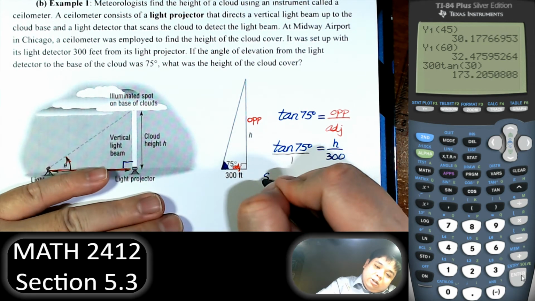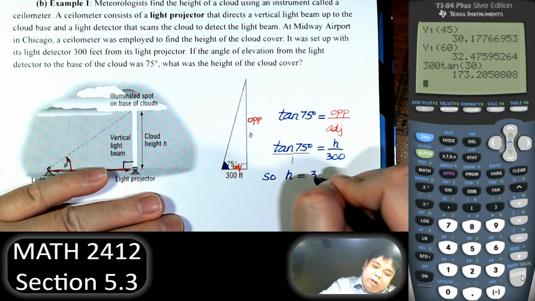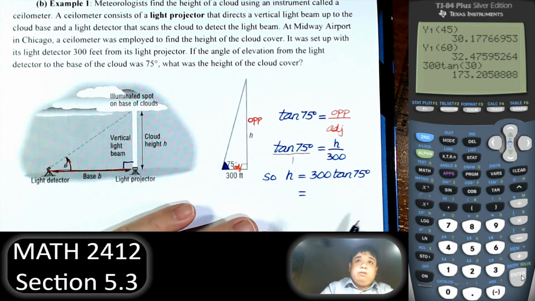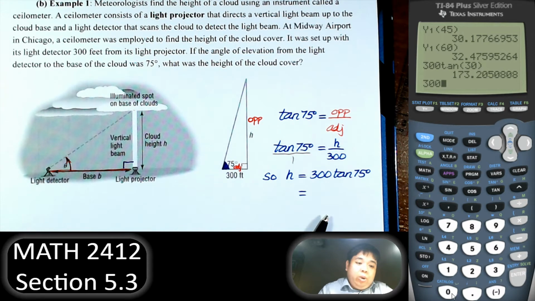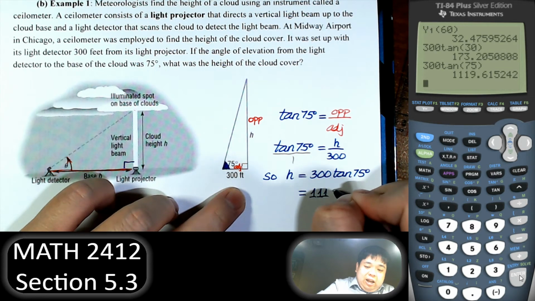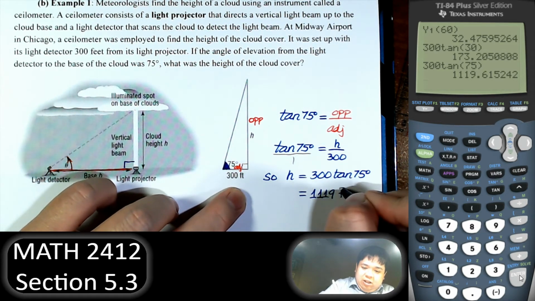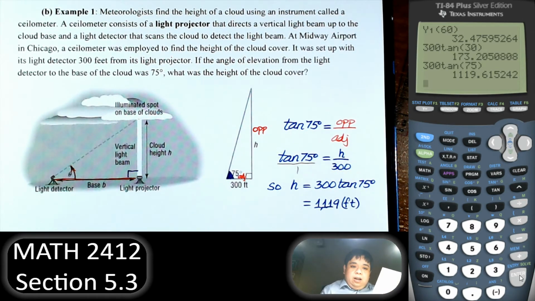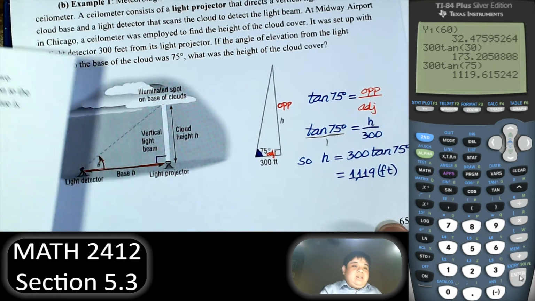Cross multiply, so h equal to 300 tangent of 75 degrees. That gives us the height of the cloud, 300 tangent of 75 degrees. So that is about 1,119 feet. Let's just round to the nearest foot. So that's simple enough, right? That's how we calculate the height of a cloud.